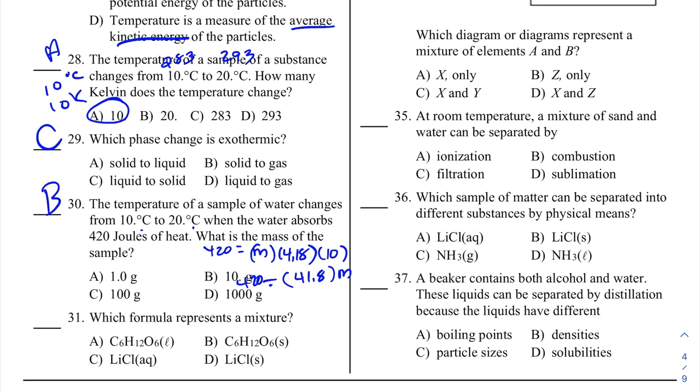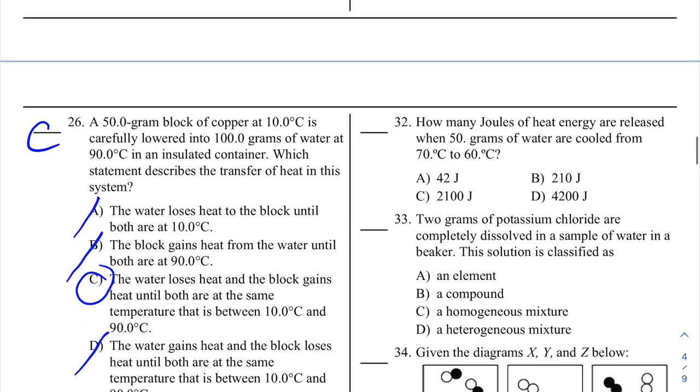31, which is a mixture. A mixture has two different components. We're looking for the water, because this would be LiCl, which is a solid, and H2O liquid coming together. That's an L. So that would be our mixture, homogeneous mixture.